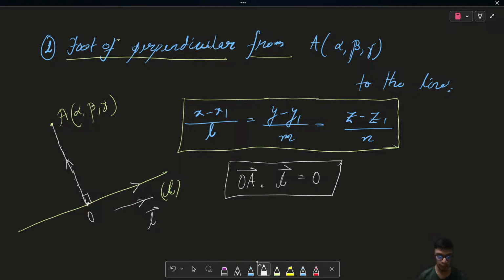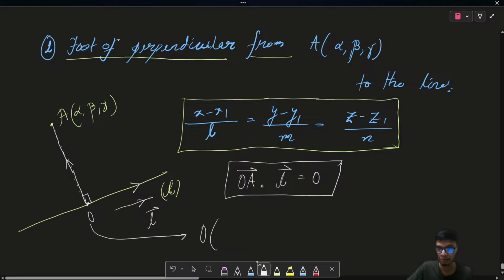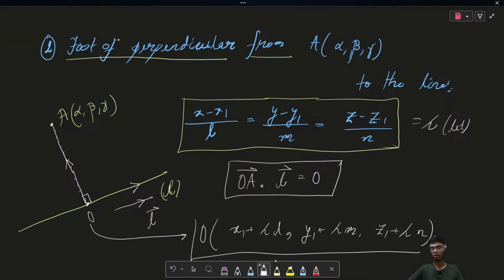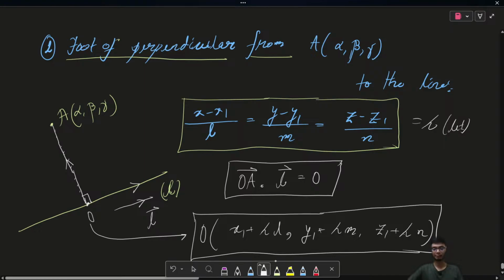Right. Now, how do I find this particular point O? For that, the interesting way to solve this problem is to assume this general point O. So let us assume the general point O in terms of lambda. That will come out as x1 plus lambda times l, y1 plus lambda times m, and z1 plus lambda times n. So this will give me the coordinate of the point O which is lying on the line.